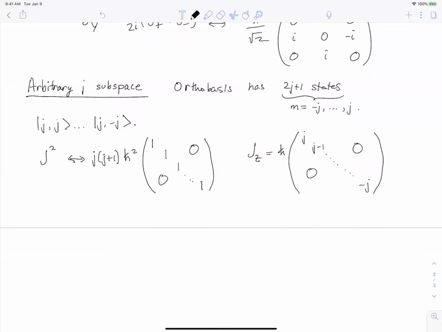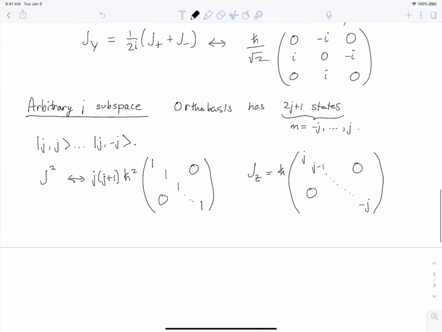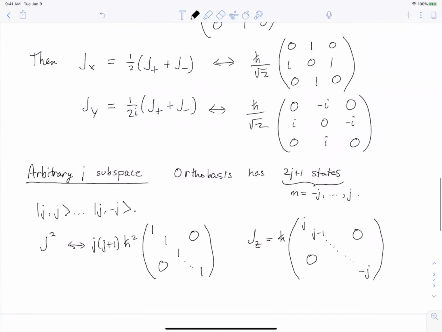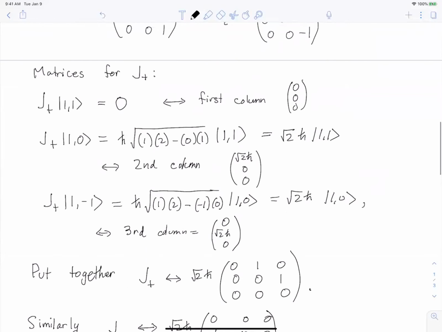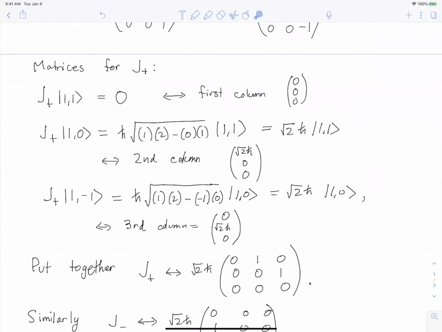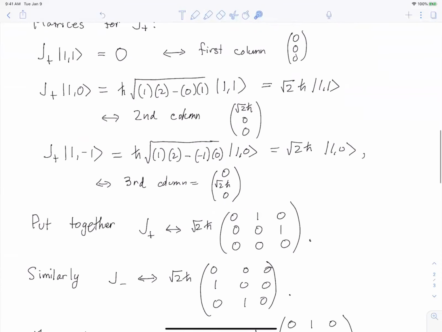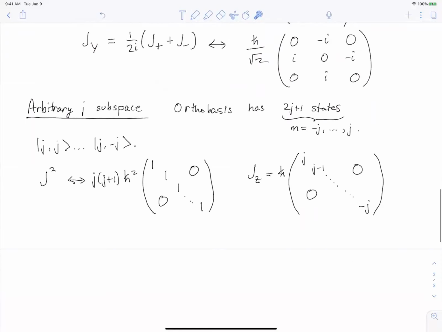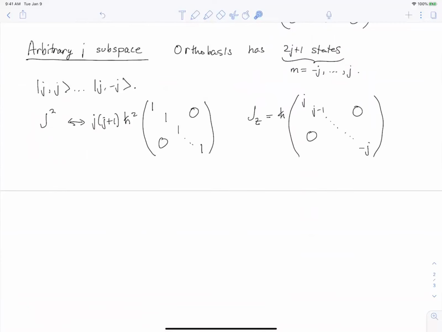Okay, now j plus and j minus are a little bit harder, but one can do the same strategy that we did up here. We just figure out how they act on each one of the basis kets in turn. There are 2j plus 1 of those, and those are going to be the 2j plus 1 columns of the matrix representing j plus or j minus. Okay, so I'm going to skip that step and say once you've done that, then you can assemble jx. And so here are the matrix elements of jx.